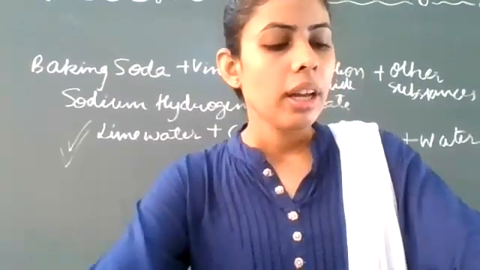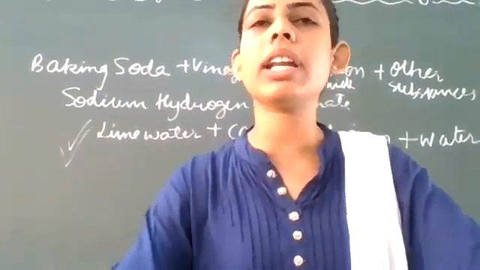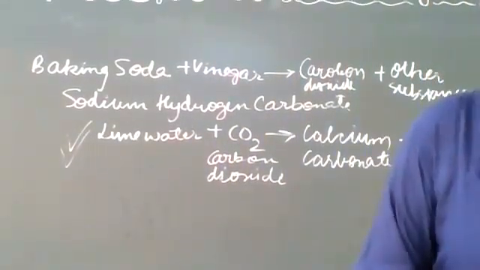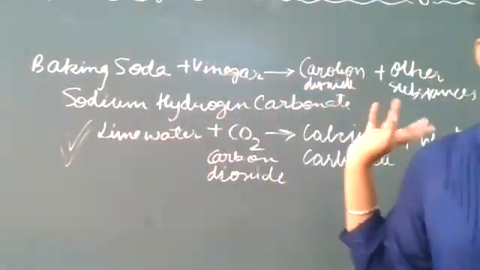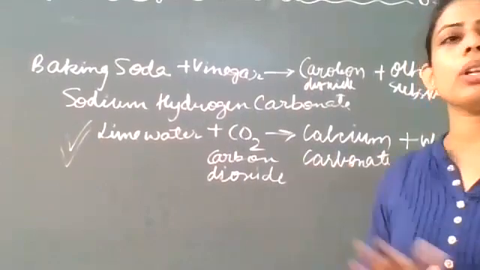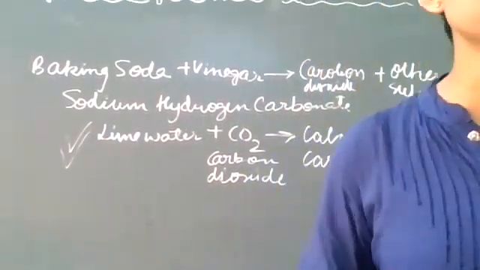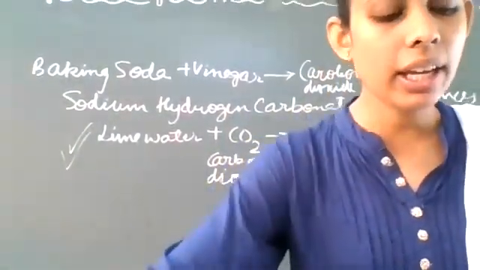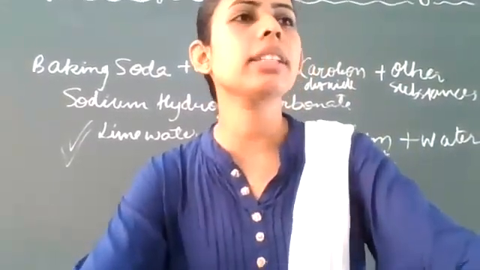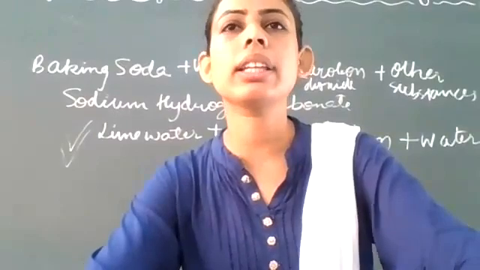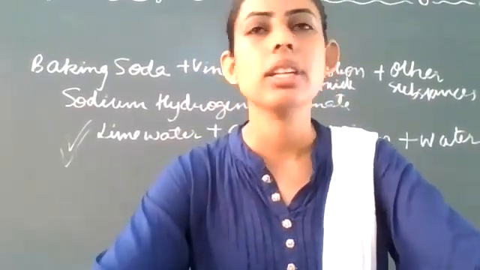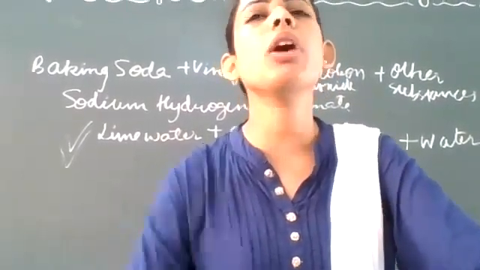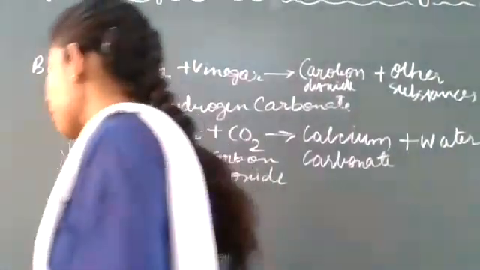Clear? And then the next one, that whenever the vinegar reacts with baking soda, it produces carbon dioxide and other substances also. And when this carbon dioxide is passed through the lime water, it forms calcium carbonate and water. So in all the activities from 6.6 to 6.8, the changes that are taking place are termed as chemical changes. So in the chemical changes, what happens? There is a formation of new substances.